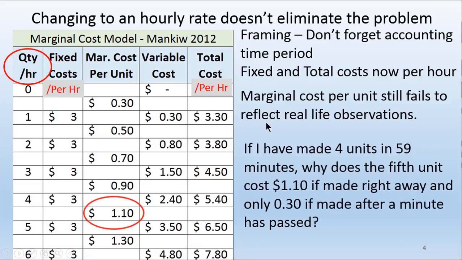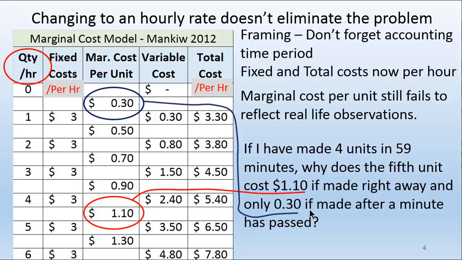But the real crazy one is, let's assume I've made 4 units. First unit, second unit, third unit, fourth unit. And I'm getting ready to make my fifth unit, and 59 minutes have gone by. If I make that unit right away, it's going to cost me $1.10. However, if I wait for a minute to pass and I get into the next hour, that means, whoa, all of a sudden my cost per unit went down to 30 cents. That just doesn't make any sense. This is mathematical gibberish. Doesn't work.